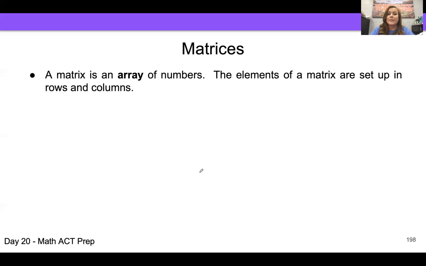But a matrix is simply an array of numbers. If you've seen the movie The Matrix, that's exactly what it is. It has all the numbers coming down. It's just an array of numbers in the background. And that's what it is. The numbers are set up in rows and columns.